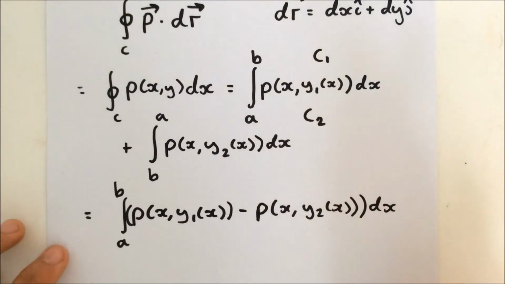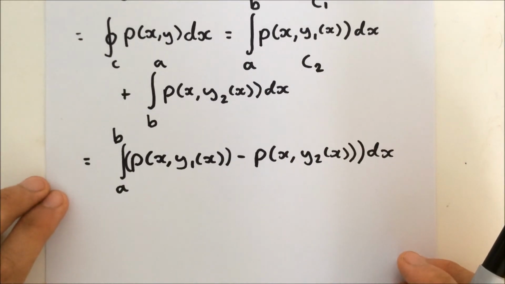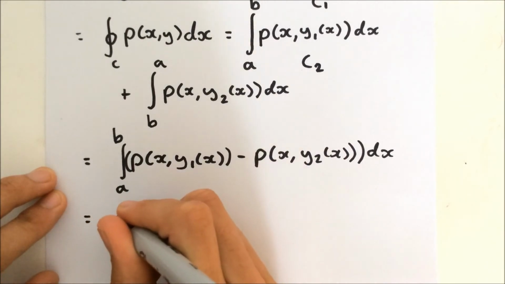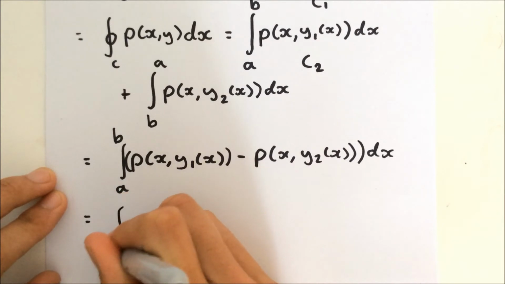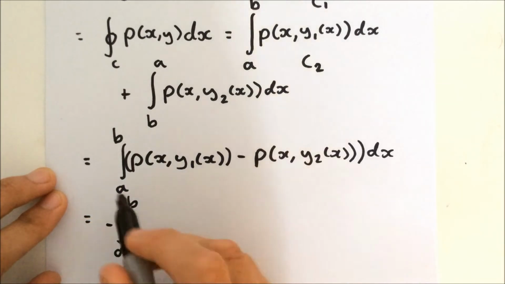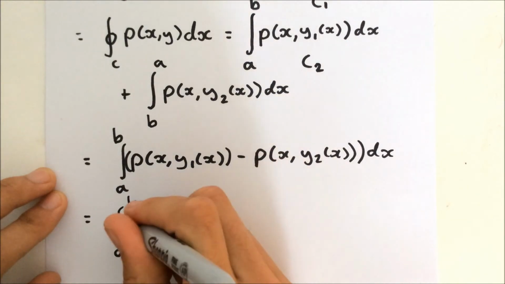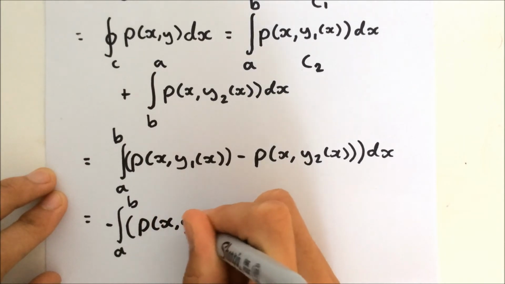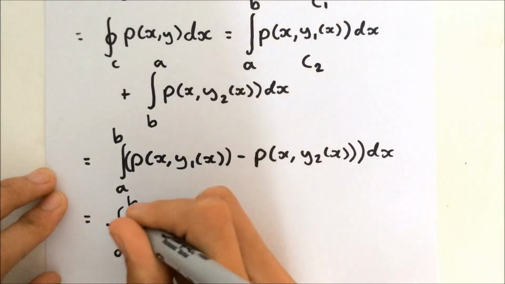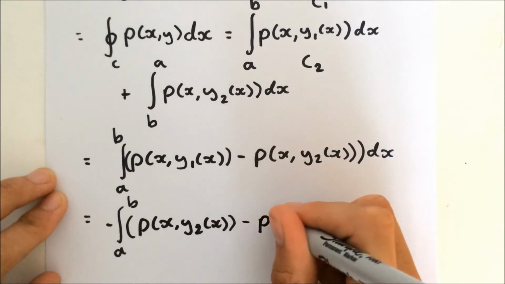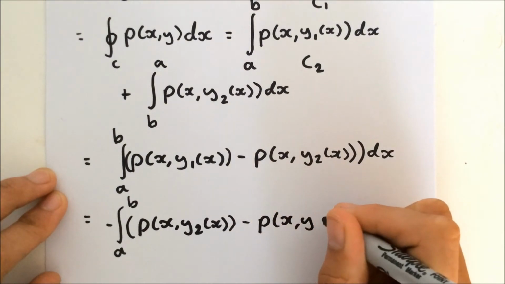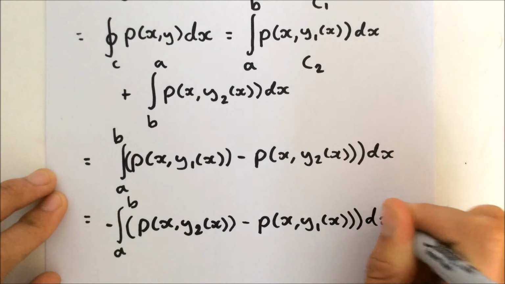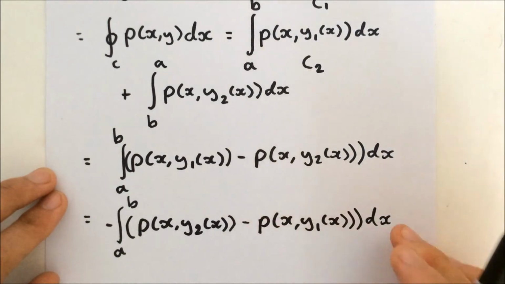Okay. So next we can multiply it out by -1. We do that because it makes things easier later. Integral from a to b minus, so we just switch them around. That becomes a positive. So we get p of x, y2 of x, and then we minus our p of x, y1 of x, dx, okay? That is exactly the same.